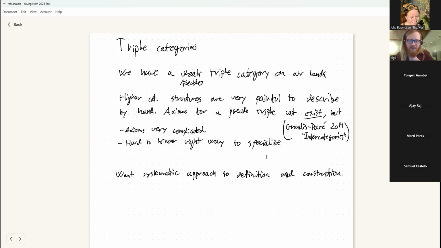There are definitions of pseudo triple categories, called intercategories. They're actually quite a bit weaker than what I need. It's a very complicated set of axioms, and it would be hard to know, even if you proved that you had constructed a triple category, that you had the right sort of thing, or to do anything with it. So it would be nice to have a more systematic approach, both to defining what a triple category is, understanding that, and also to constructing them.